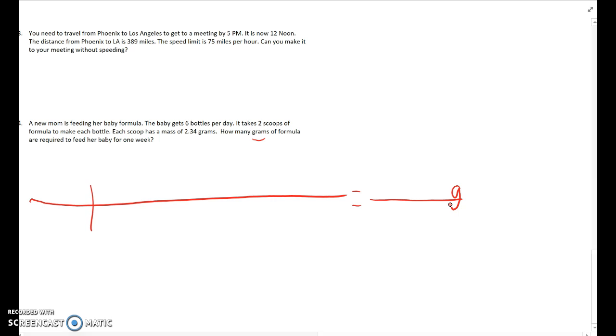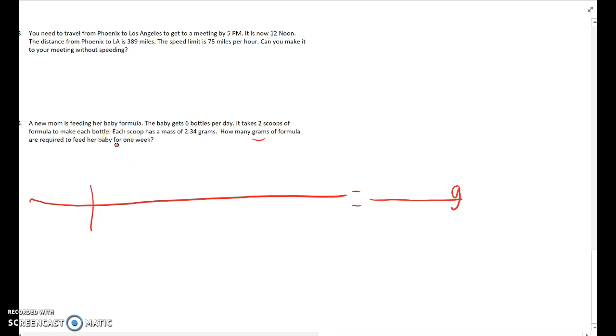My next step is, what is my starting point? Or what are my conversion factors? And those can be switched back and forth. In this case, when you're doing a word problem, it's oftentimes hard to pick out your starting point because I'm looking for my given. Well, when I read this problem, I'm given 6 bottles per day, I'm given 2 scoops of formula, and I'm given 2.34 grams. I'm also given 1 week. And this isn't even a number, so a lot of times we don't even notice it. So it can be really tough.